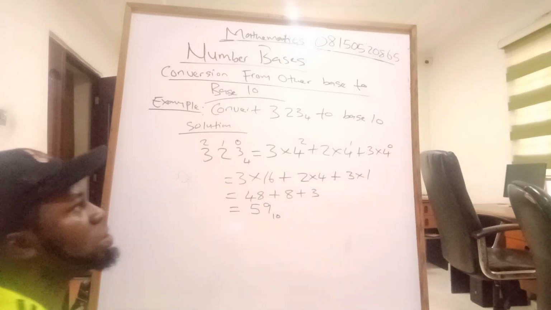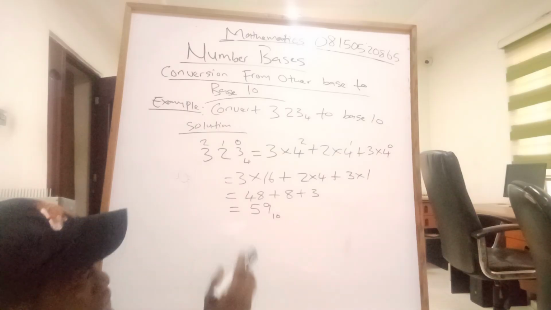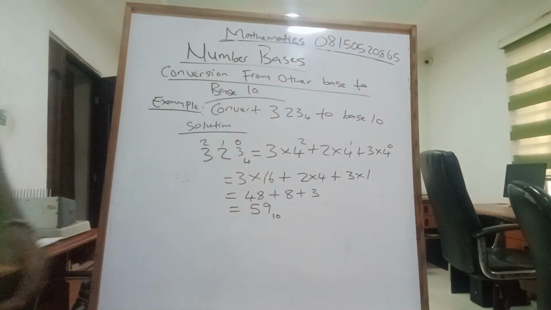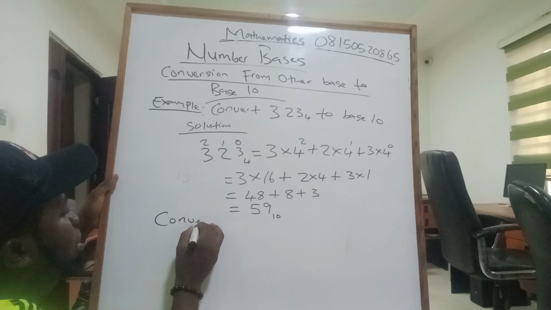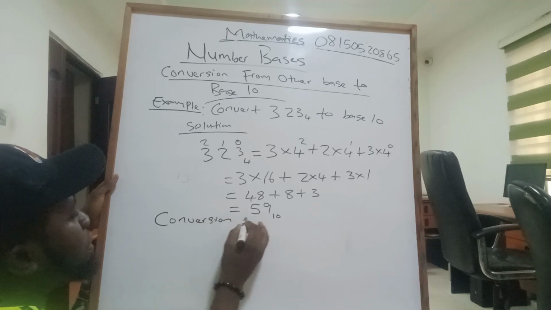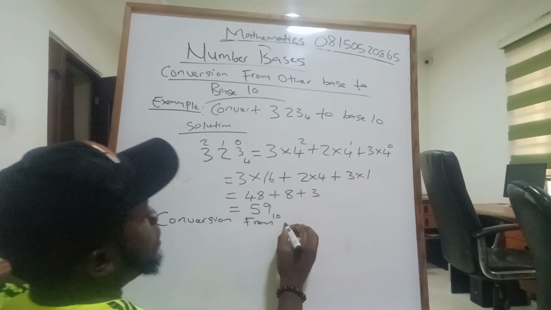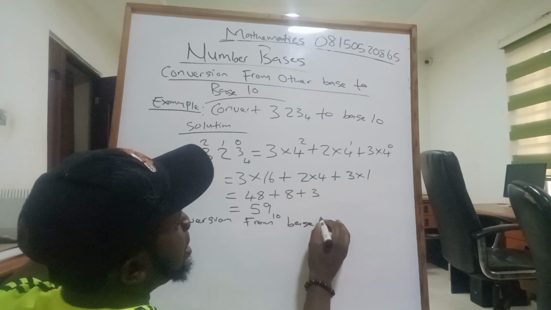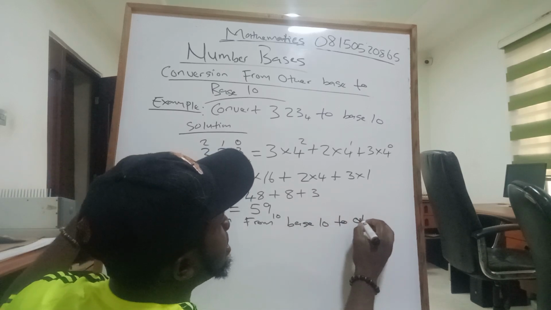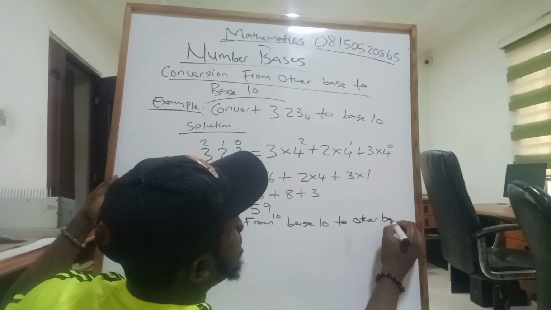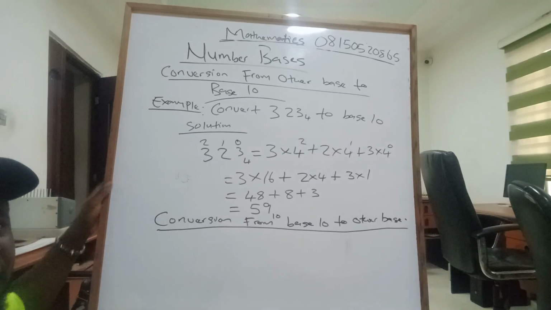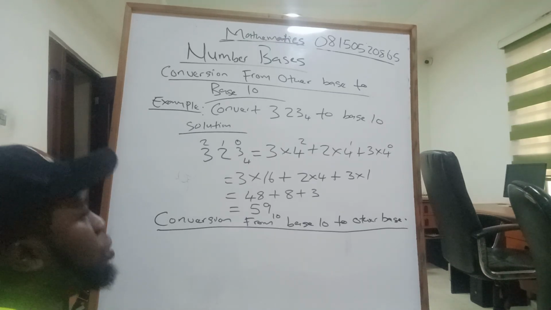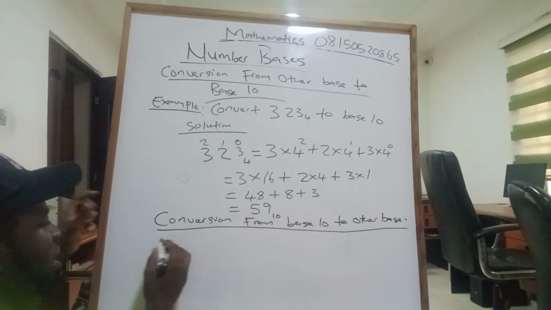So that will lead us to the second part, which is conversion. You can see that our answer is 59 base 10. So let's now say conversion from base 10 to other base. So this will make us able to convert and know whether our answer is correct or not. So let's have this 59.